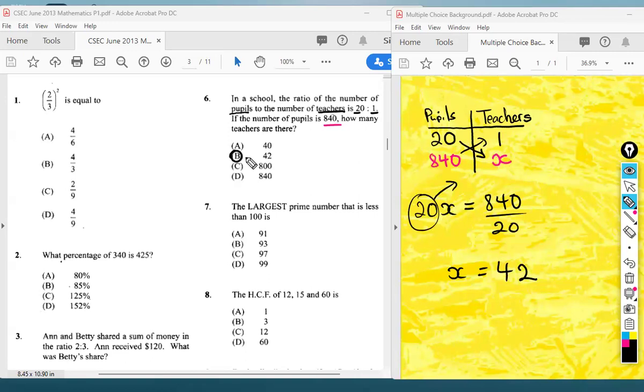Number 7. I think we did this question last week. This is a repeat question, right? If I'm not mistaken. No one is supposed to get this wrong.